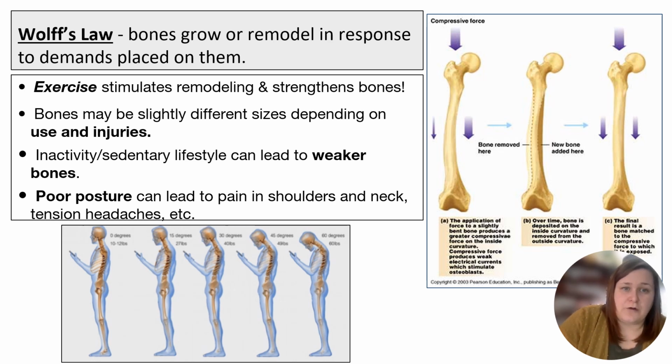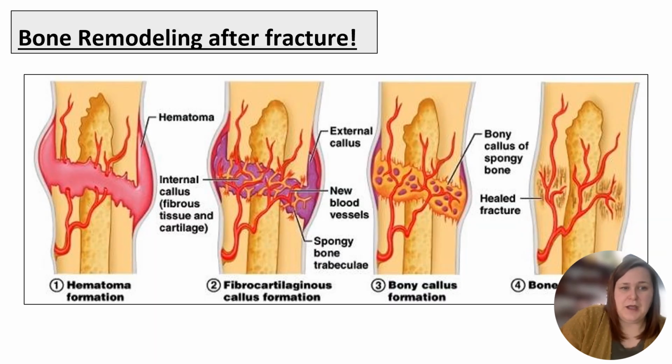So our bones are going to grow or remodel in response to the demands placed on them. We call this Wolff's Law. So exercise can stimulate remodeling and strengthen bones. Bones may be slightly different sizes depending on use and injuries. Inactivity or a sedentary lifestyle can lead to a little bit weaker bones. And poor posture can sometimes lead to pain in the shoulders and neck and tension headaches and stuff like that, because eventually if you keep a bone in a position long enough, the bone will kind of remodel in that direction.